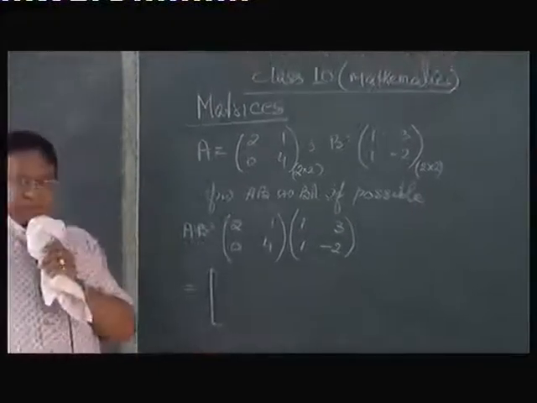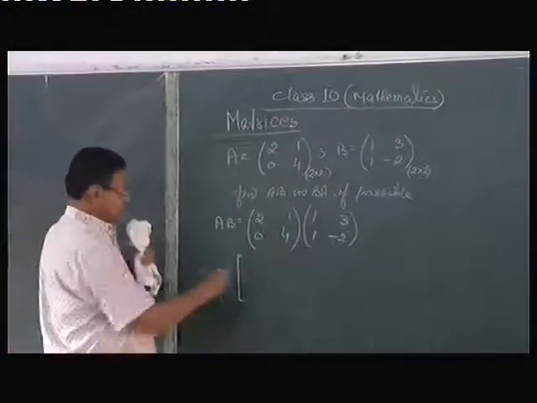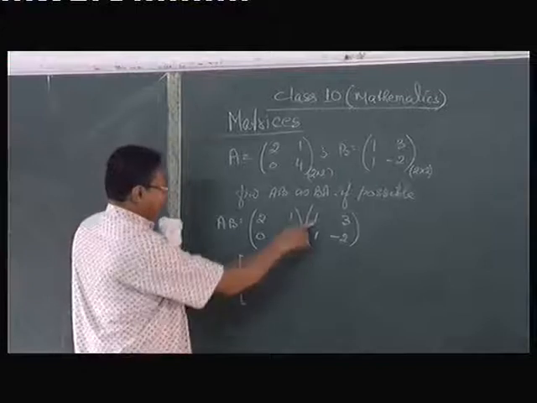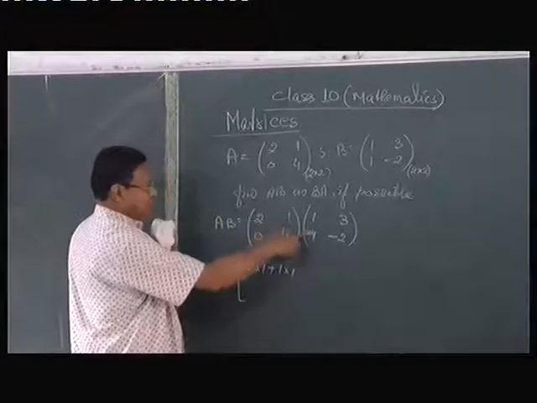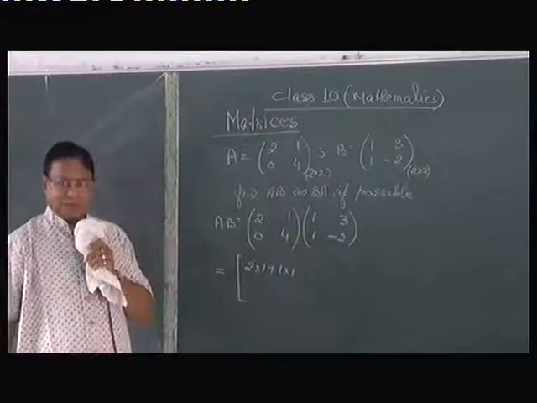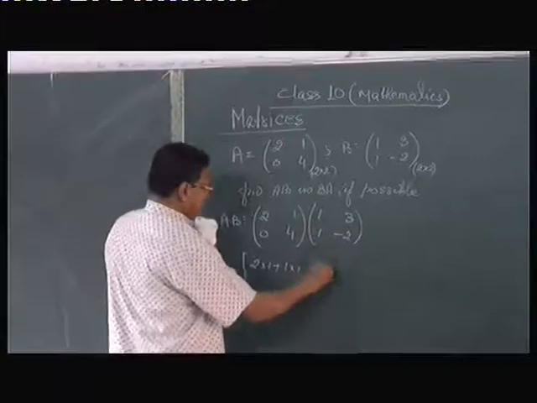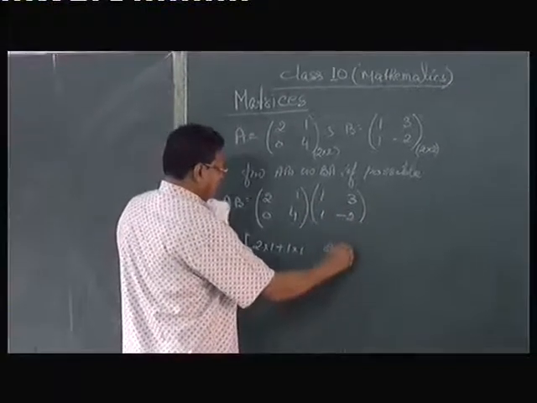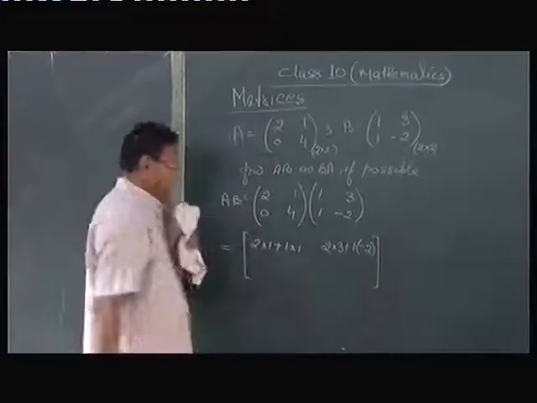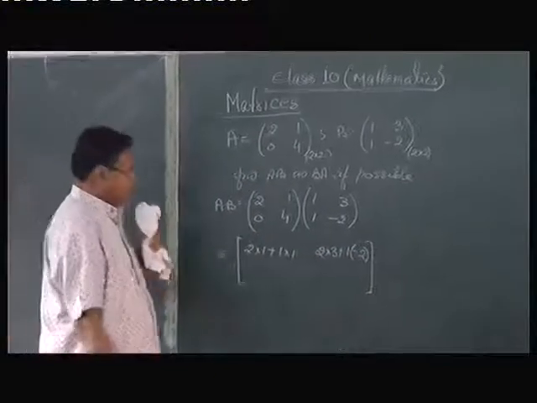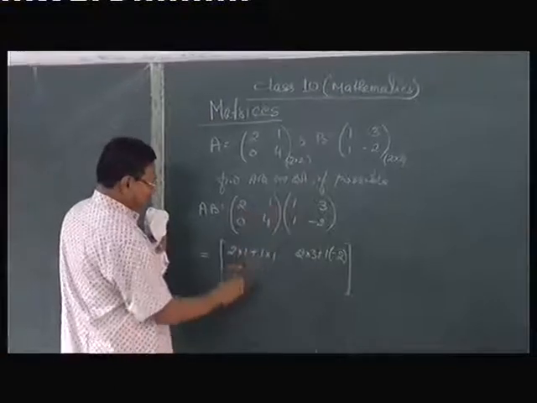So I repeat, first row with the first column. So first row is 2, first column is 1, plus 1 into 1. This one into this one. Okay? Then first row with the second column. The negative number, please do write in bracket. So you know you have to multiply. Then second row with the first column.